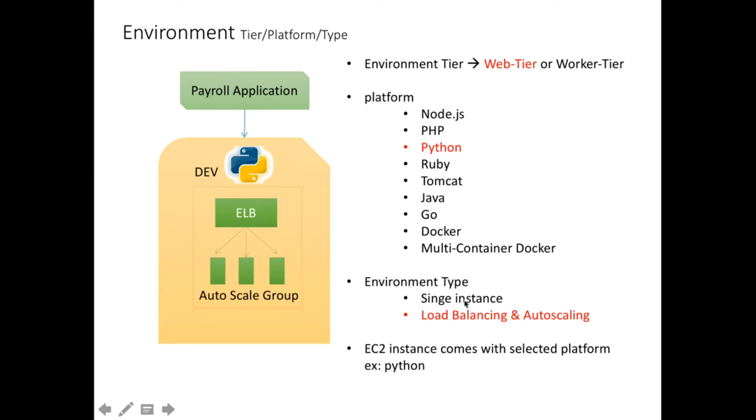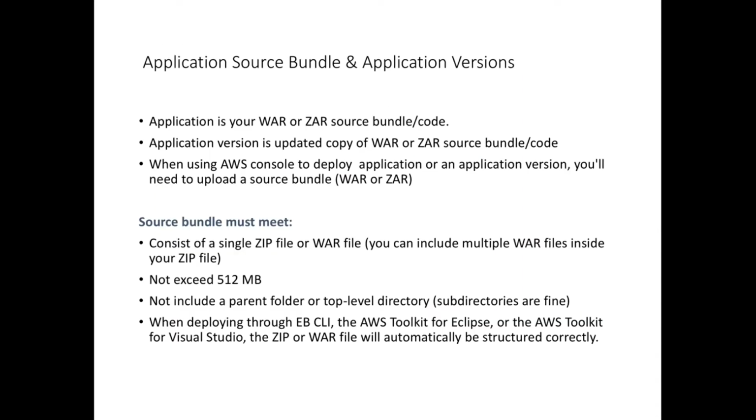So you have two options. You can pick a single instance environment, or you can pick load balanced auto scale. Remember, even if you pick single instance, Beanstalk automatically comes with auto scale, but the number is set to just one. So single instance still has auto scale, but with one instance. When you pick load balance, it also comes with auto scale, and what type of EC2 instance, and that information.